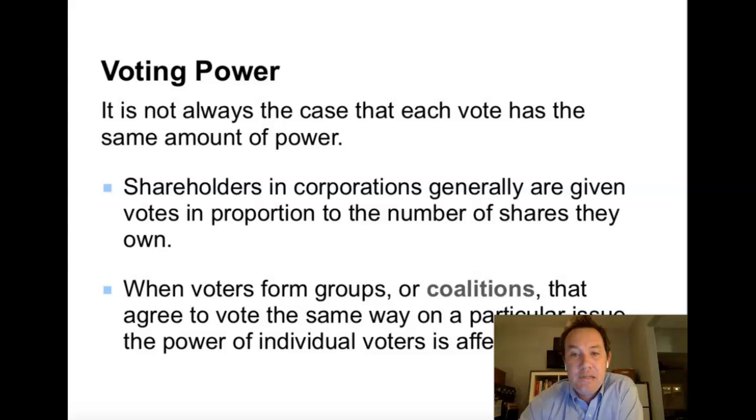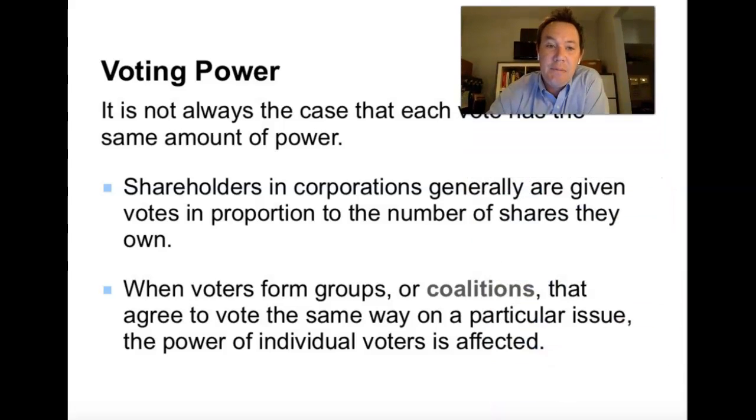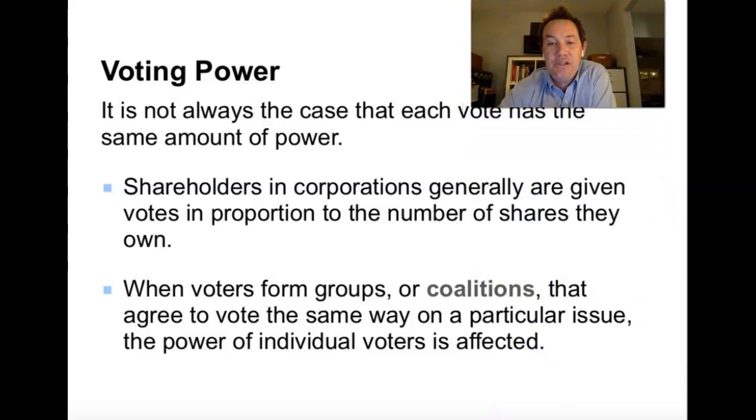All right, so it's not always the case that each vote has the same amount of power. Shareholders in corporations generally are given votes in proportion to the number of shares that they own. And when voters form groups or coalitions that agree to vote the same way on a particular issue, the power of individual voters is affected.